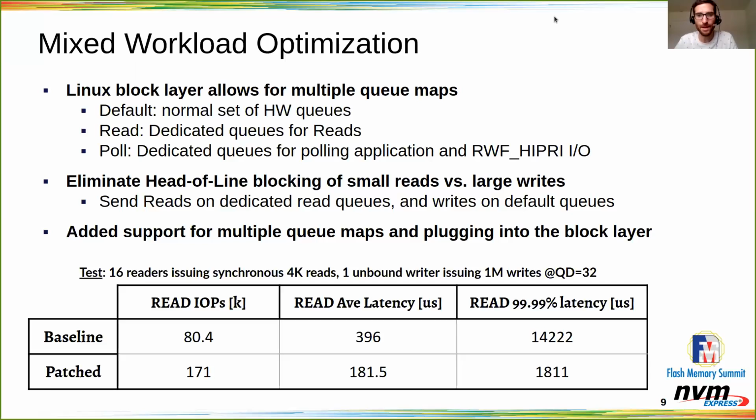So with the baseline, the read IOPS are somewhere around 80K IOPS with an average latency of 396 microseconds. And the tail latency can go up to 14 milliseconds, which is obviously not great. But now that we separated read and write to different queue maps, the IOPS have more than doubled, to 171K IOPS.